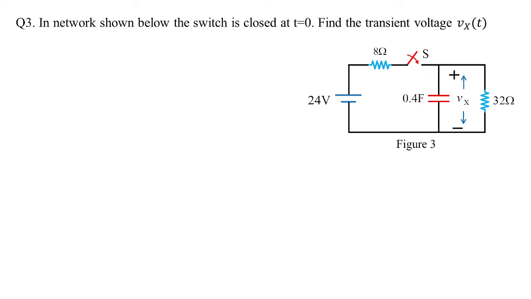Let's give a quick check for problem 3. Now the switch is open here and it is going to get closed at t equal to 0. We need to find Vx. Vx is across 0.4 farads. In fact, Vx is parallel to 32 ohms also. So whatever the value of voltage across 0.4 farads will be the same voltage value across 32 ohms.